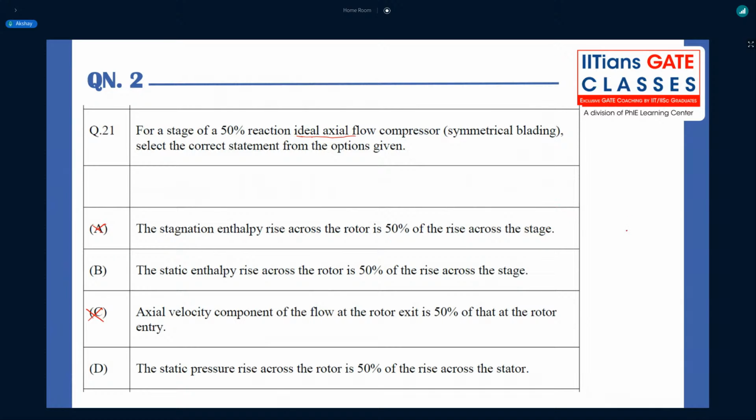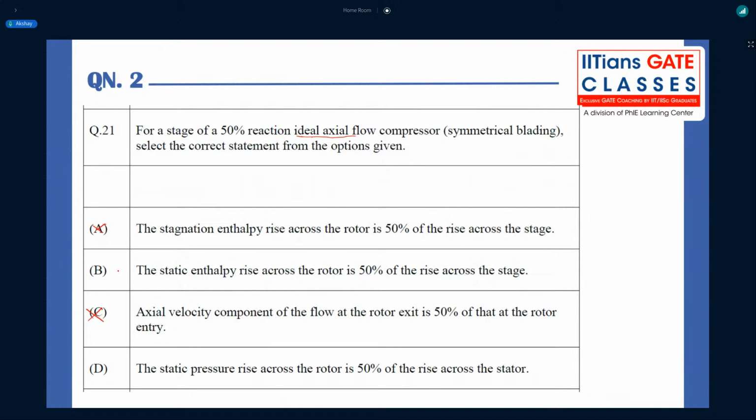The rotor is the only place where you can have an energy transfer. If I want to change the stagnation condition, then I have to have an energy transfer. In the stator, there is only energy transformation, there is no transfer of energy. That is why there is no change in stagnation enthalpy. So this option is not correct, because 100% of the stagnation enthalpy rise occurs only in the rotor, irrespective of the degree of reaction, whether it is 50% or 100%. This is going to occur only at the rotor.